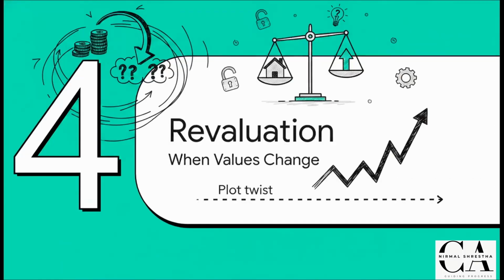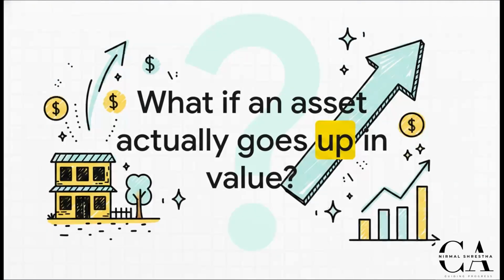Okay, section 4, revaluation, when values change. Depreciation naturally assumes that value goes down over time. But what if it doesn't? What if we own a piece of land or a commercial building in a booming real estate market? It makes absolutely zero sense to keep it on our books at some super low historical cost when it's actually worth double that today.